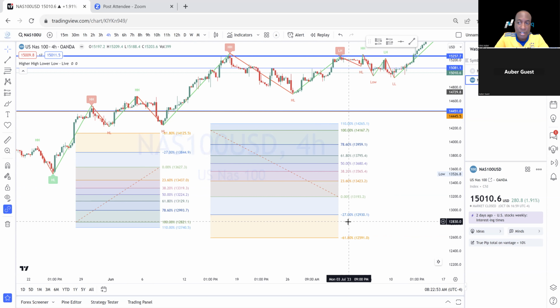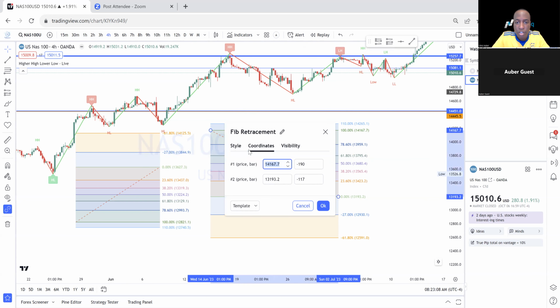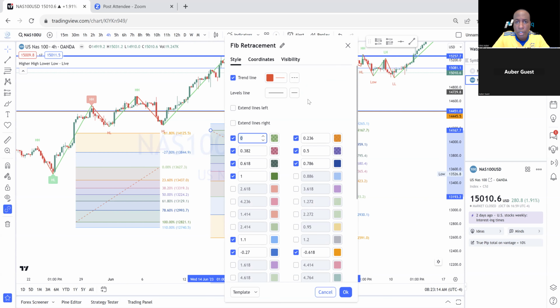The levels remain the same. What happens is that it applies differently based on how you actually draw your fibs. So to get in and to change the settings, just double click on this trend line in the middle of it. And you want to actually go to where it says style. Now these are the levels.